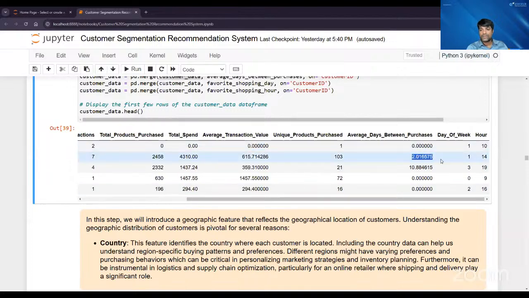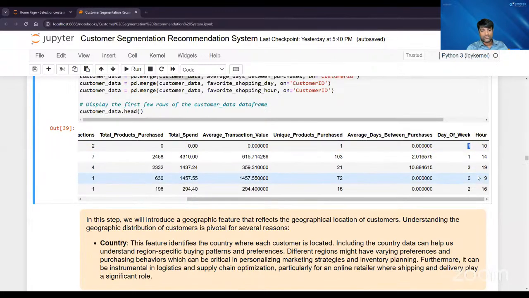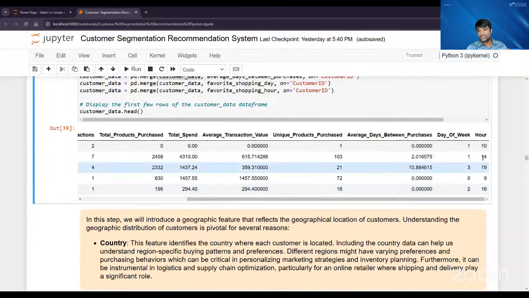So for this customer ID, there is an average of 2 days here, 10 days here, 0 days here, right? And the day of the week also, and hours, which hour he prefers. So 10 is 10 o'clock in the morning, 14 indicates 2 o'clock in the afternoon, 19 indicates 7 o'clock, and again 9 morning, and so on.